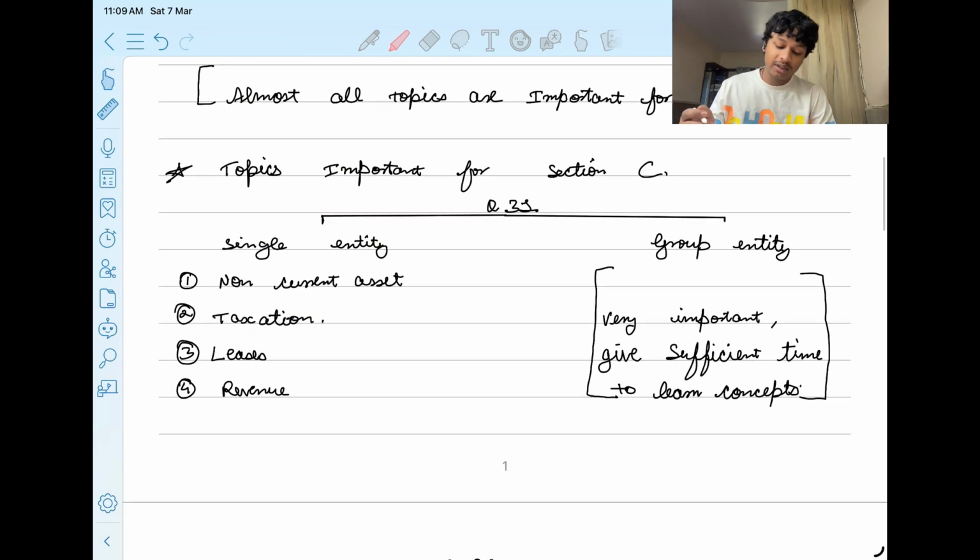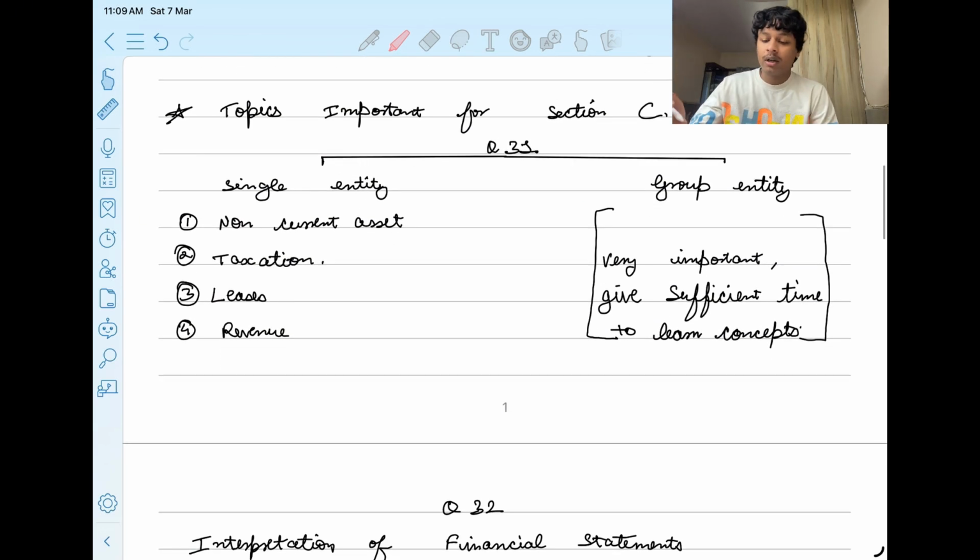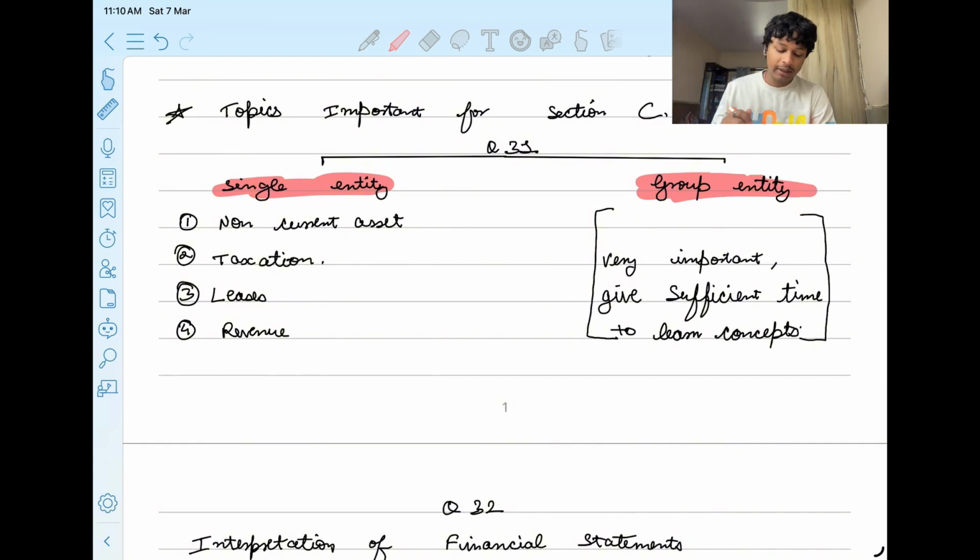Now comes section C. So there are two questions, question 31 and question 32. So question 31 can be from two topics. One is single entity financial statements, the other is group entity financial statements. Right? So in single entity financial statements, what are the important topics that are asked as adjustments? Right? So some of the important topics are non-current assets, taxation, leases, revenue. So these are some of the important topics which are frequently asked in single entity questions. The other is group entity.